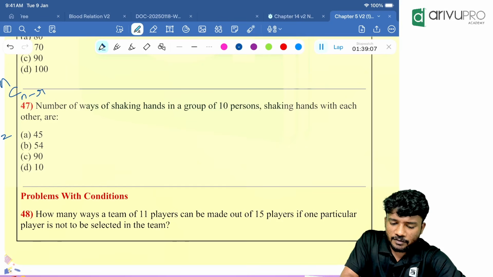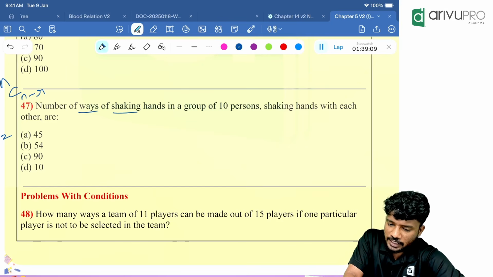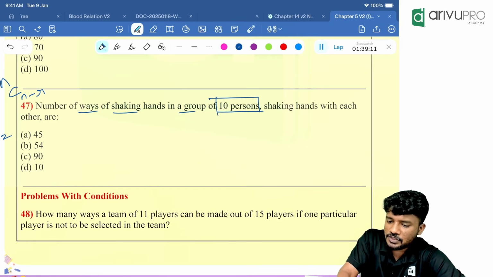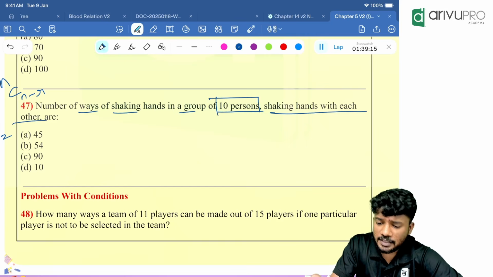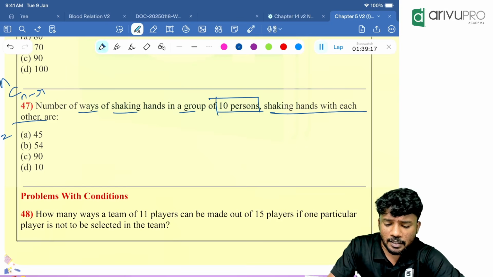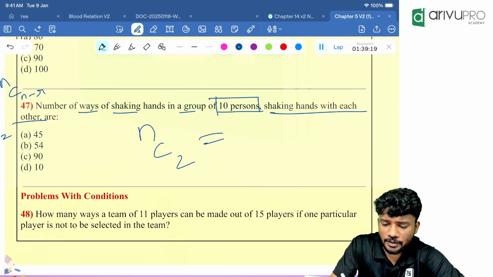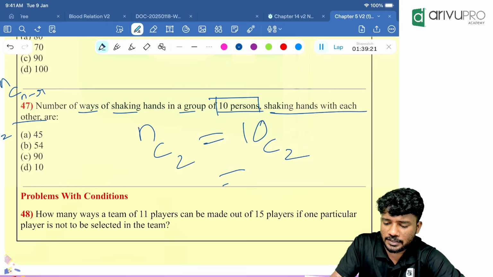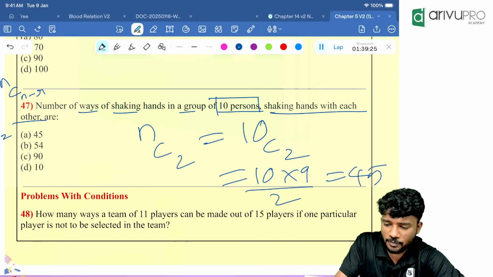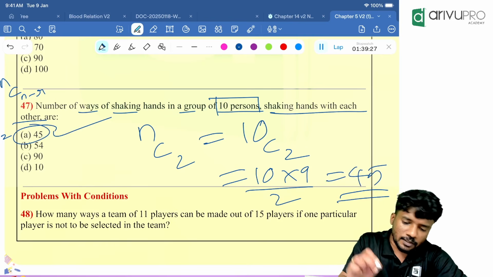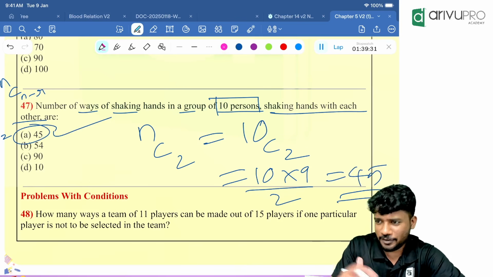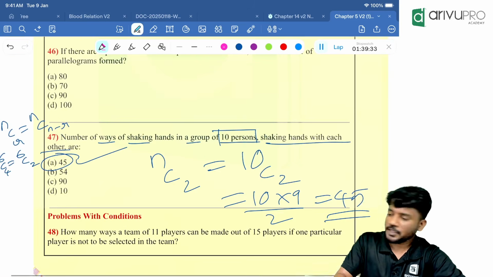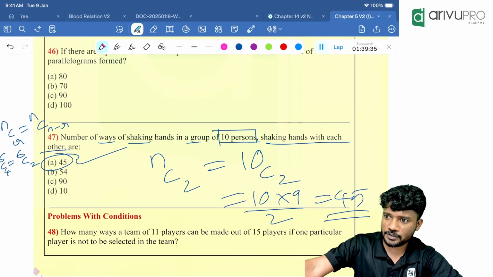Get me the answer. Number of ways of shaking hands in a group of 10 persons. How many handshakes are there is the question. Answer is NC2, which will be how much? 10C2. 10C2 is what? 10 into 9 divided by 2, which is equal to how much? Somebody said 90. Did someone say 90? Oh, okay, fine. You got the answer right? You want the calculator, right? Please use it.